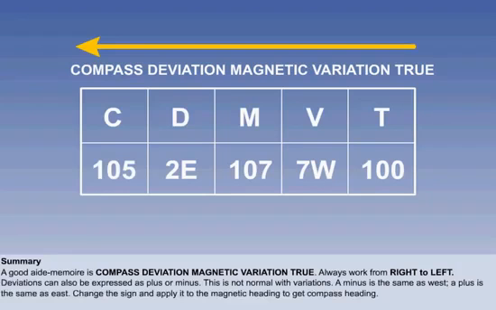It is possible to have a deviation written as plus or minus. In this example, 2 east could be expressed as plus 2. This is because the engineers calculate the error to be added to the compass to obtain magnetic. So if deviation is written as plus 2, change the sign to a minus and apply it to the magnetic. Conversely, a minus 2 is equivalent to 2 west deviation.